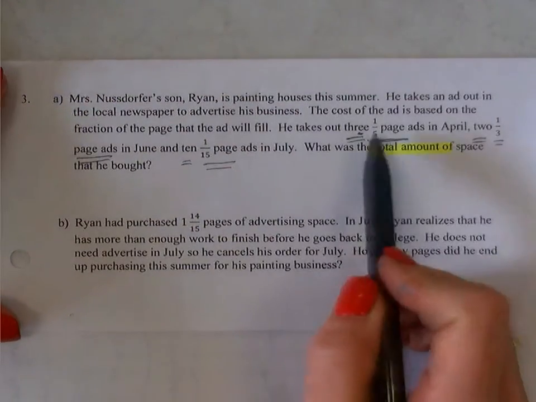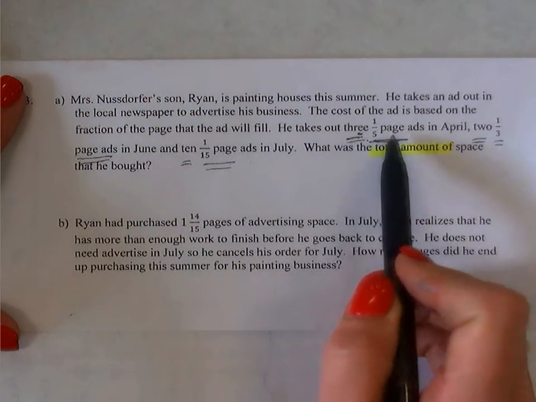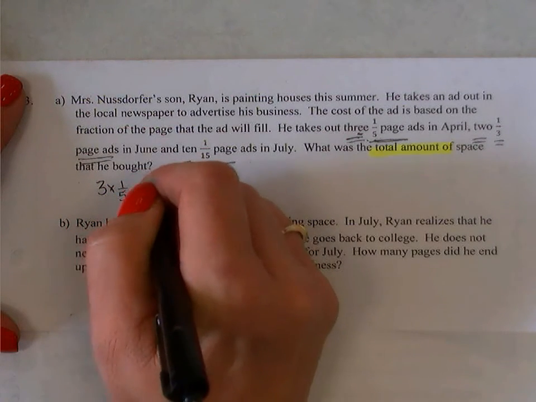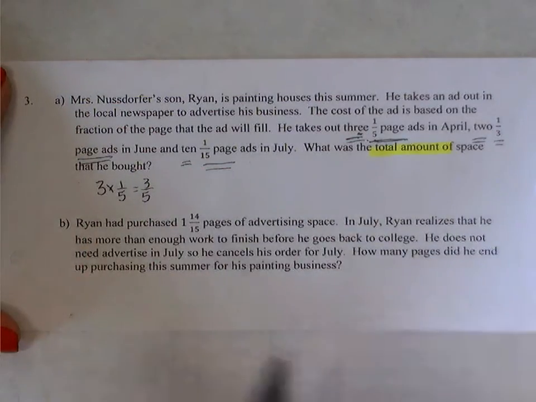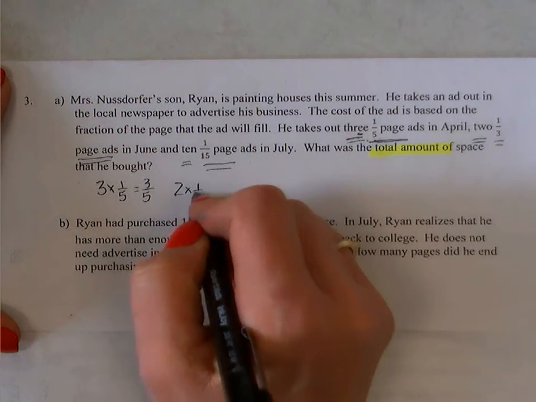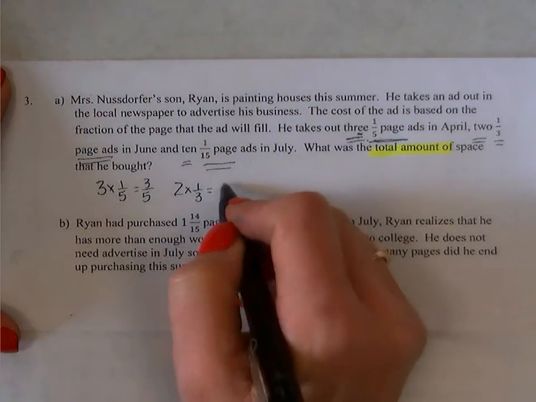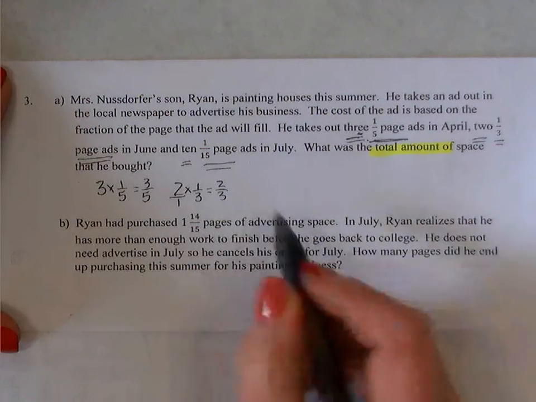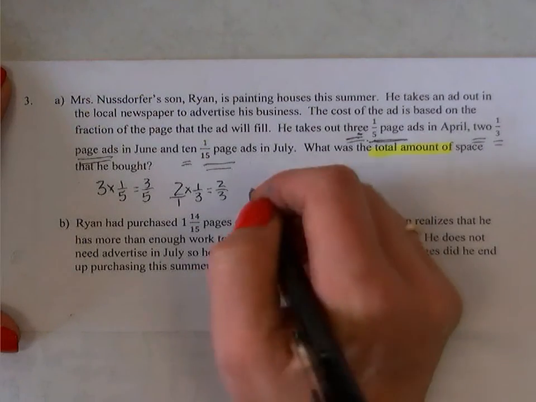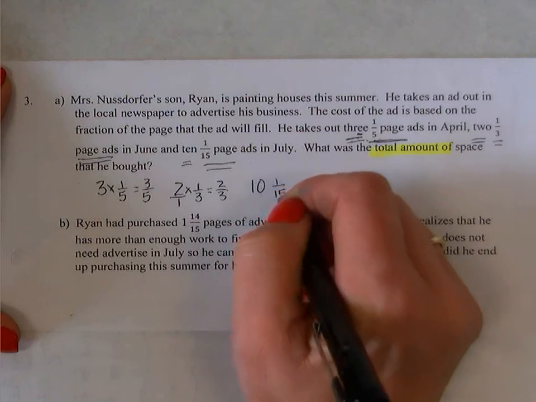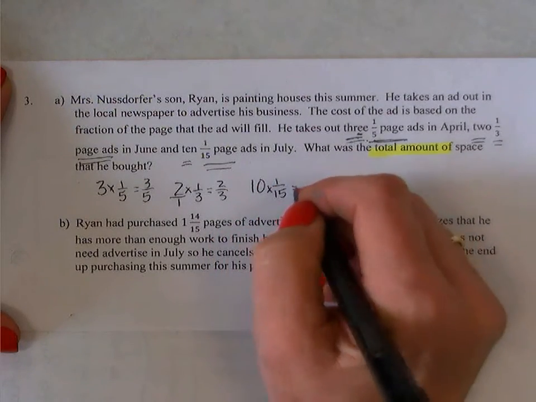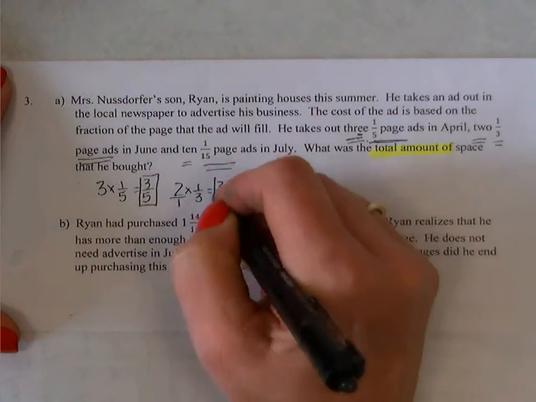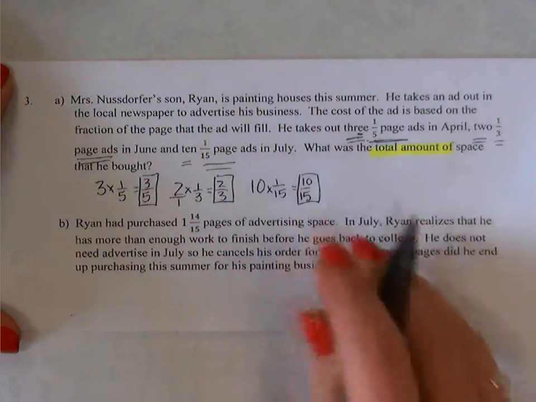So if we go back to April here, he takes out 3 1/5 pages. That's 3 times 1/5, or 3/5 pages in April. 2 1/3 pages in June, so that's 2 times 1/3, or 2/3. Remember, we can take a whole number and write it as a fraction by putting it over 1. So 2/3 of a page in June, and then 10 1/15 pages in July, or 10 times 1/15 gives me 10/15.